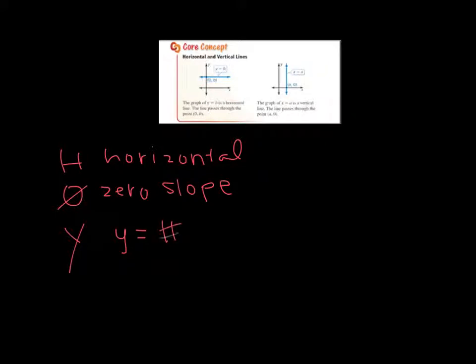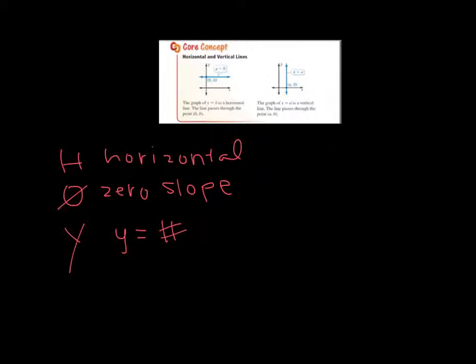The H stands for horizontal. The 0 stands for zero slope, which we'll get more into in the coming weeks. And the Y is supposed to help you remember that the equation of a horizontal line is always going to be y equals a number, and you won't actually have an x variable in the equation. I'm going to show you how to use this on the next slide, but I want to talk about vertical lines also.